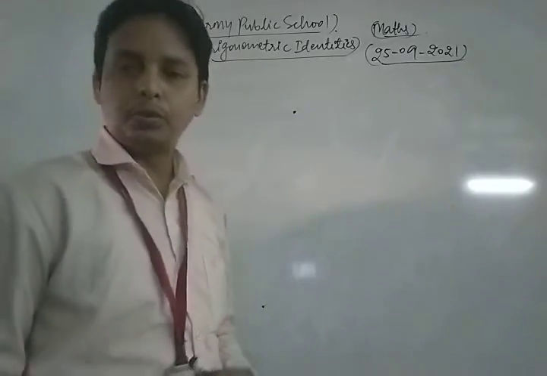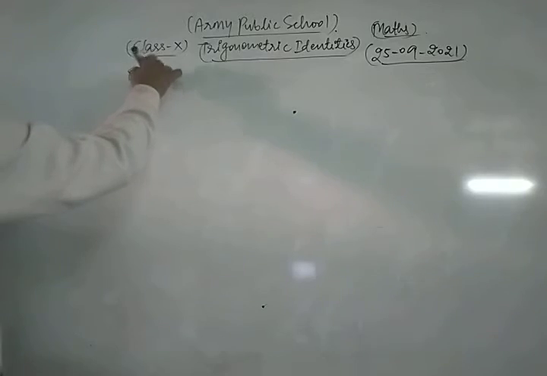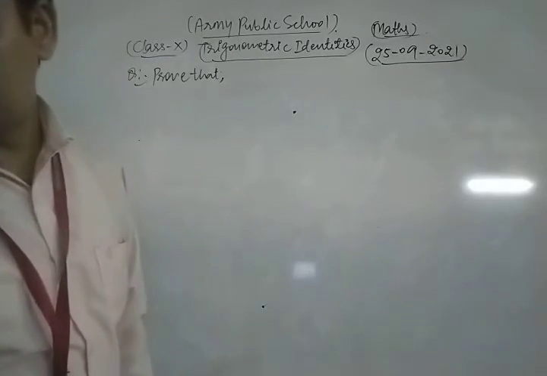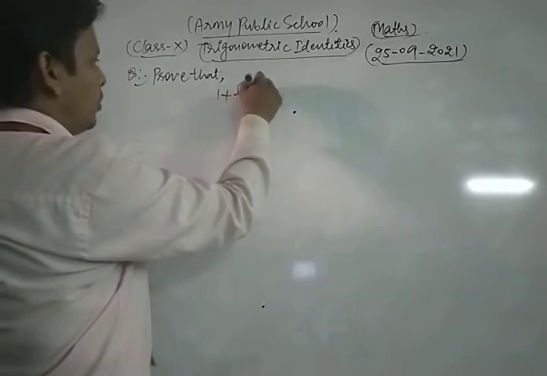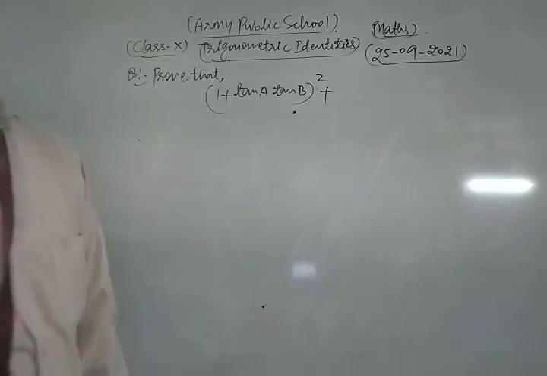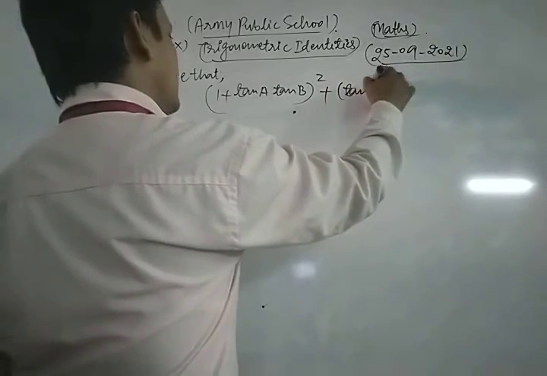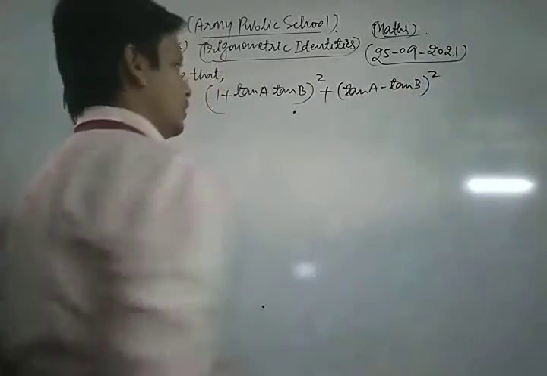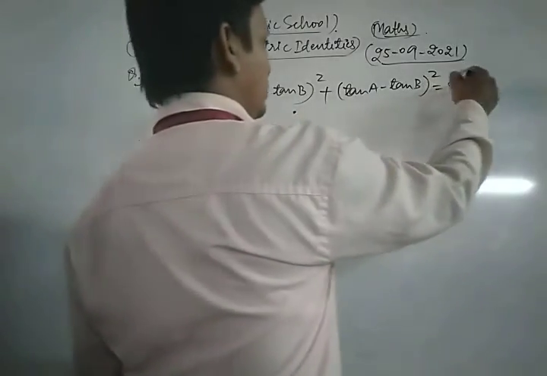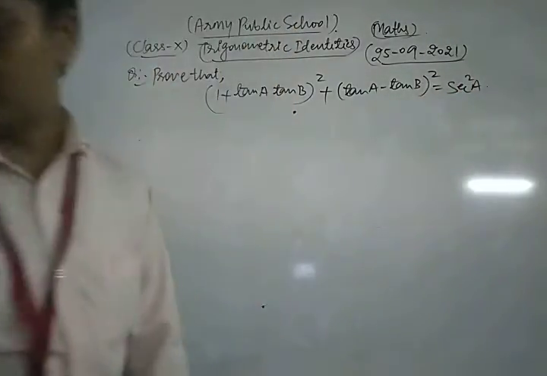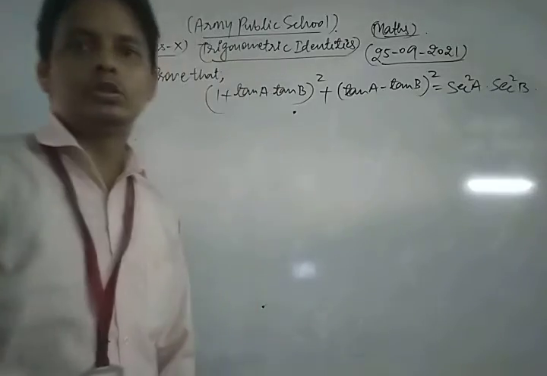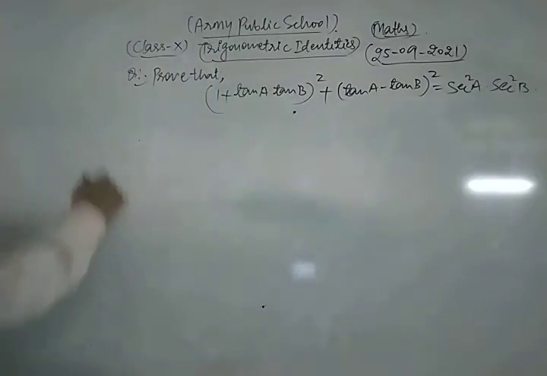So we take the first question. Prove that (1 + tan a tan b)² + (tan a − tan b)² = sec²a sec²b. Okay, this is a very important question. Now let's see its solution.